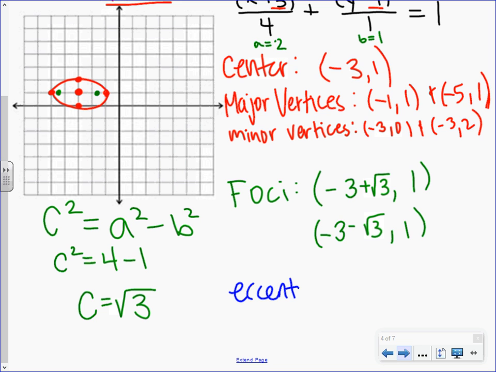Eccentricity is c over a, so c over a. Since that number is closer to 1 than it is to 0, it's a little bit more ovalish than it is solid. What do you think?